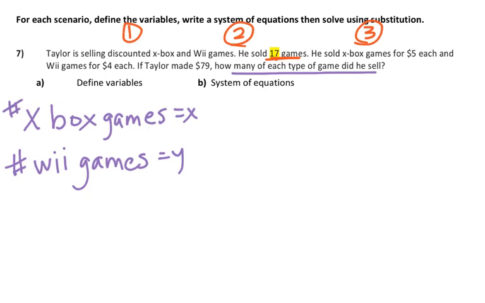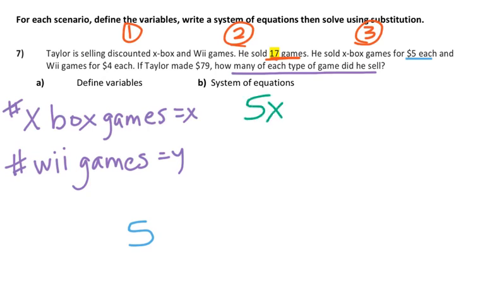Now, reading the rest of the question, he sold 17 games. He sold Xbox games for $5 each. So if he sold one Xbox game, he got $5. If he sold two of them, he got $10. If he sold three of them, then he would get $15. And so on. So we know how much money he gets. What I don't know is how many he sold.